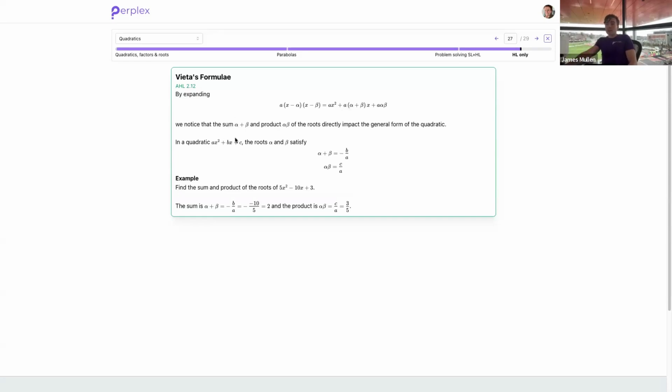So if I have a quadratic ax squared plus bx plus c, it must be that the roots satisfy alpha plus beta equals -b over a, and alpha beta equals c over a. In this case, I just want you to find, as an example, the sum and product of the roots of 5x squared minus 10x plus 3. So I know according to this formula that alpha plus beta is -b over a, so -(-10) over 5 is 2, that's the sum. And the product is c over a, so 3 over 5.